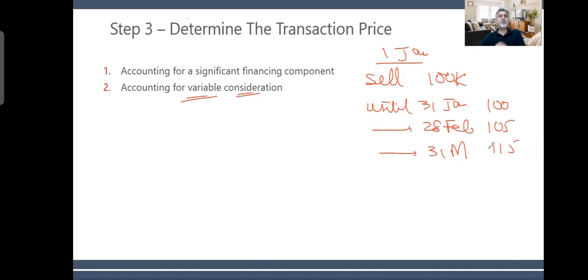So now there are 3 possibilities. At the time of sale, I'm selling you today; for 30 days credit, you give 100K. If you want 60 days credit, 2 months, you pay 105. Or you pay after 31st March, it is 115. So actually the consideration, the price, is changing.